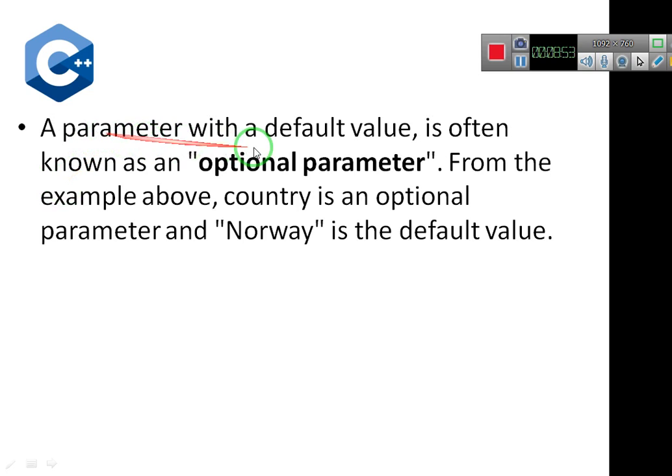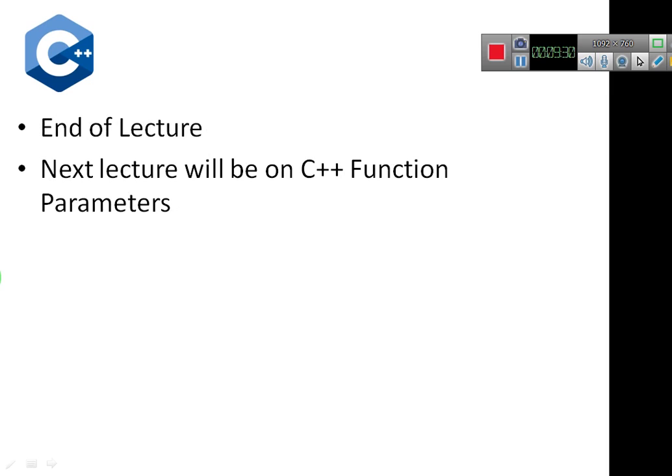So what is the point here? A parameter with a default value is often known as an optional parameter. Clear? From the example above, country is an optional parameter and Norway is the default value. So what you understood from the previous function is that if we are not going to give the exact country name, then that country name is an optional parameter. But if we are going to give a specific argument, then that is used instead of the default value. So here is the concept of parameters, arguments and default values.